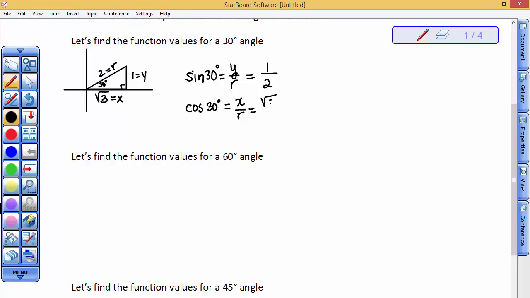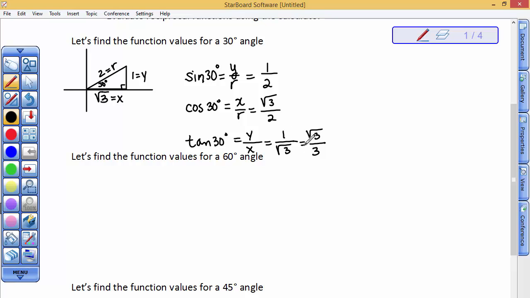The cosine of 30 degrees is defined as x over r. And my x value in this problem is the square root of 3, and my r value is 2. I don't have to rationalize the denominator because there is no radical downstairs. The tangent of 30 degrees is defined as y divided by x. In this problem, y is 1. X is the square root of 3. If I rationalize the denominator, it'll be a square root of 3 over 3.